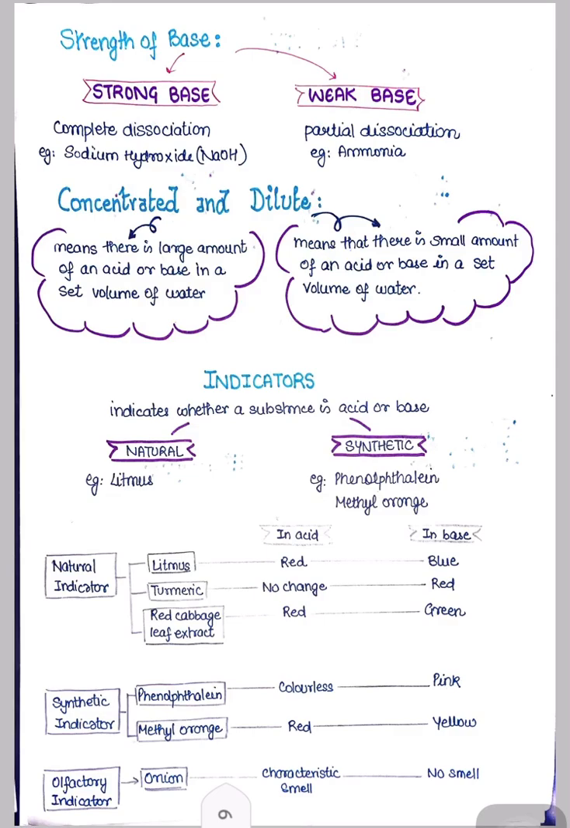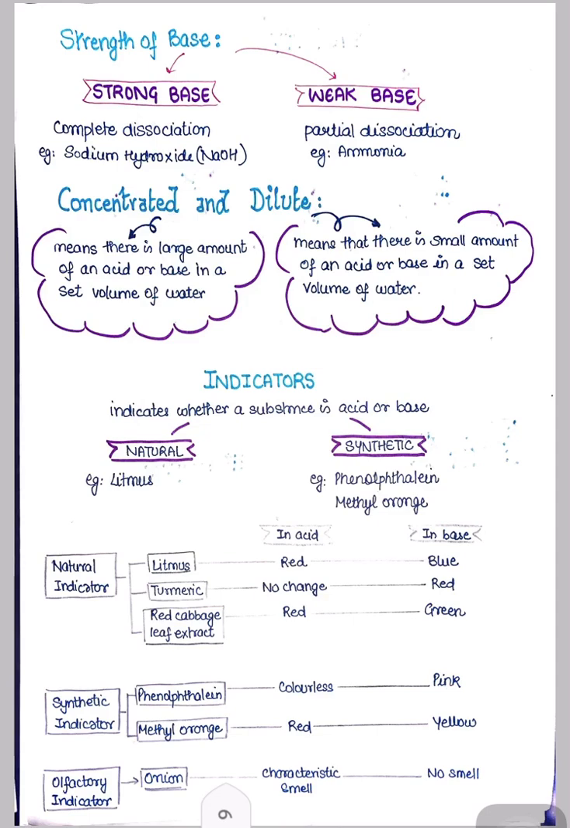Next we have the strength of bases. Just as we discussed in the case of acids, the same is the case for bases. A strong base is one that completely dissociates to give more OH negative ions, and a weak base shows partial dissociation to give fewer OH negative ions. Examples of strong bases are sodium hydroxide and potassium hydroxide, and among weak bases, we have ammonia.